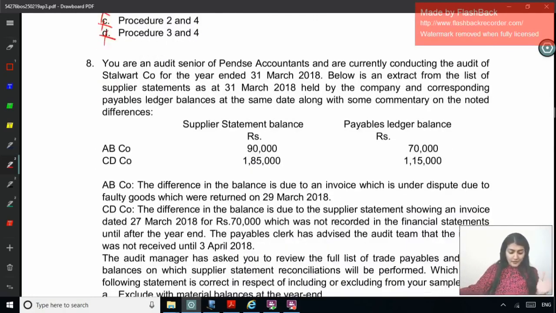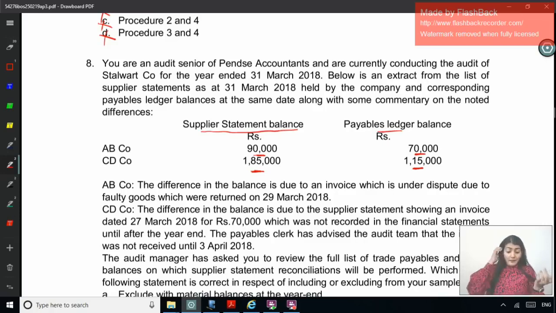Okay, next one. You are an audit senior of Paintsay Accountants and are currently conducting the audit of Stalwart Company for 2018. Below is an extract from the list of supplier statements as of 2018 held by the company and corresponding payable ledger balances at the same date along with some commentary on the noted differences. So AB company's supplier statement is showing 90,000, payables ledger 70,000. The CD company supplier statement is showing 1,85,000, whereas in your books it is shown only 1,15,000. So there is under recording of liability as per your books, prima facie it looks like.